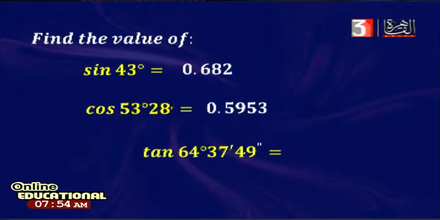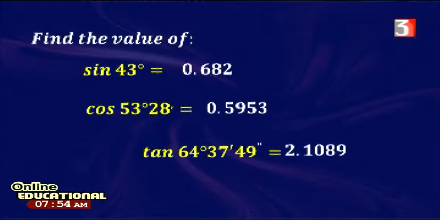What about tan 64 degrees, 37 minutes, 49 seconds? In the same way, press the button tan, 64, press the button degrees, 37, press the button degrees also, which expresses minutes, 49, press the button degrees, which expresses the seconds, then press the button equal. You are going to obtain a result as 2.1089.